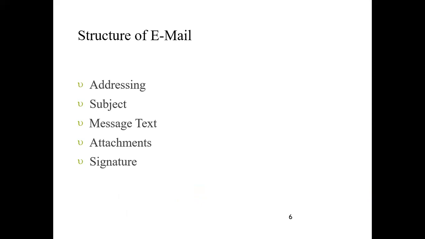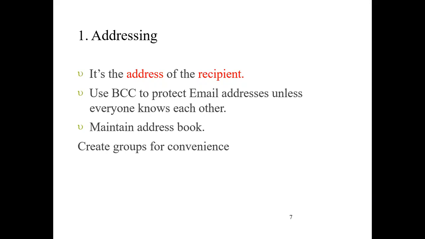And when we talk about its structure, we need to structure our email in the following manner. So first of all, we need to figure out and decide who we are going to address and who is the main recipient of the message. Then we move to subject. And after writing the subject, we talk about the message text, and then we are going to talk about attachments and any signature required. Now, when we talk about address, it's the address of the recipient.